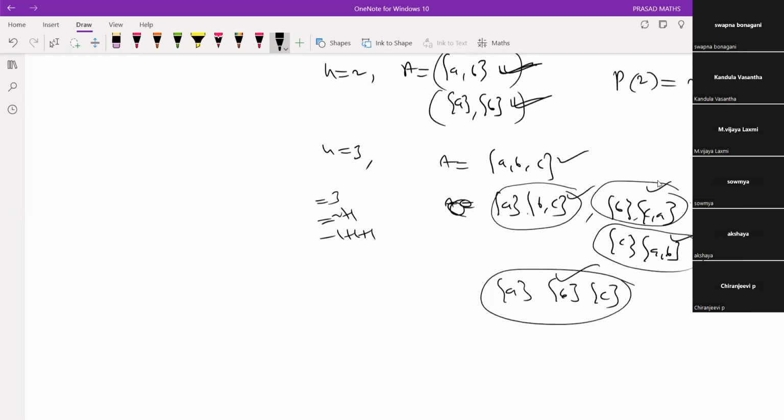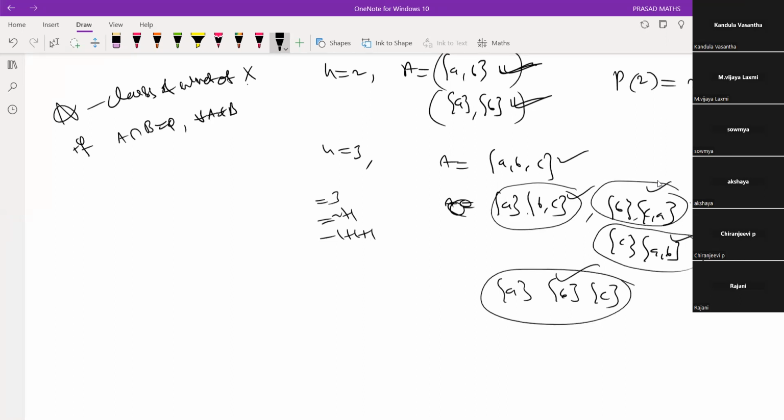What is meant by partition? A class of subsets of X is nothing but a partition if and only if any 2 distinct members are disjoint. If you take the union over the sets, it should be the total X. You take the union of all members in the class A, and if you get total X, then that is a partition. If the class of subsets of X satisfies these 2 properties, we can say that it is a partition.